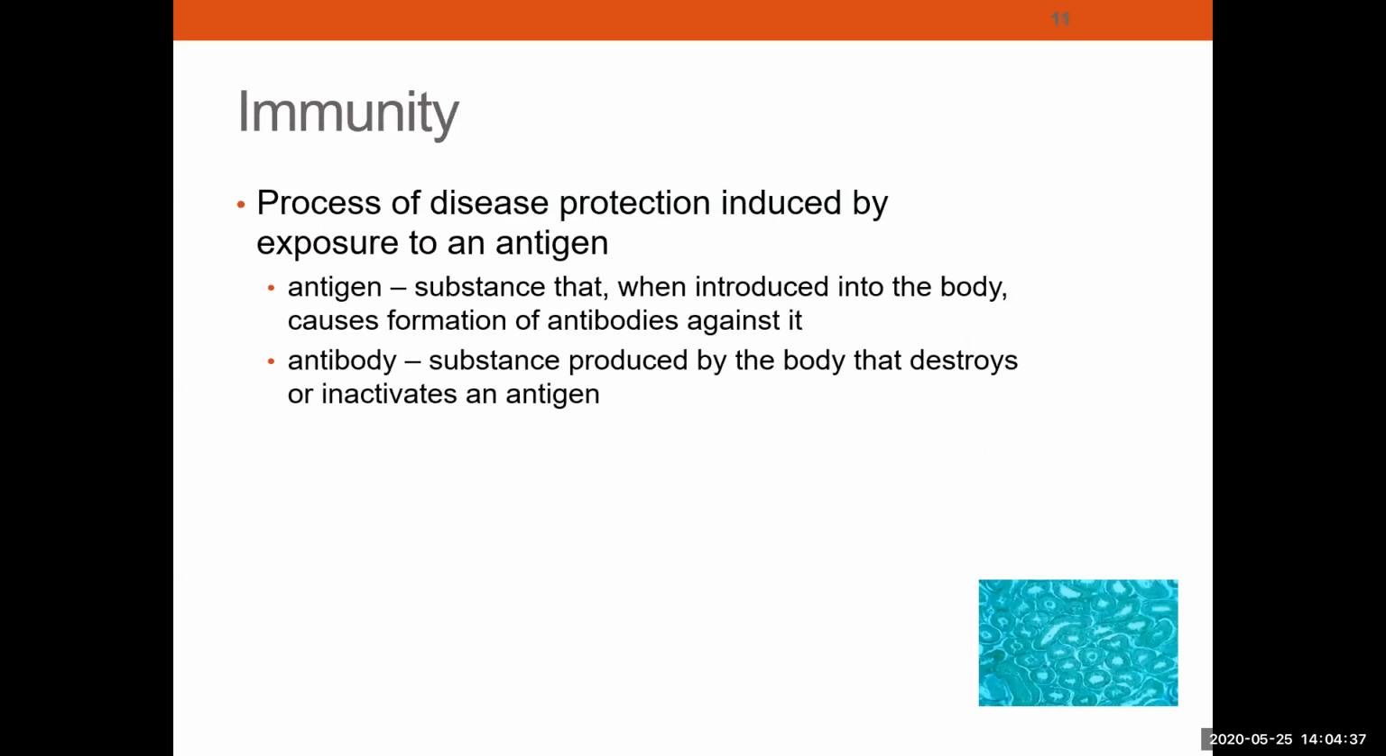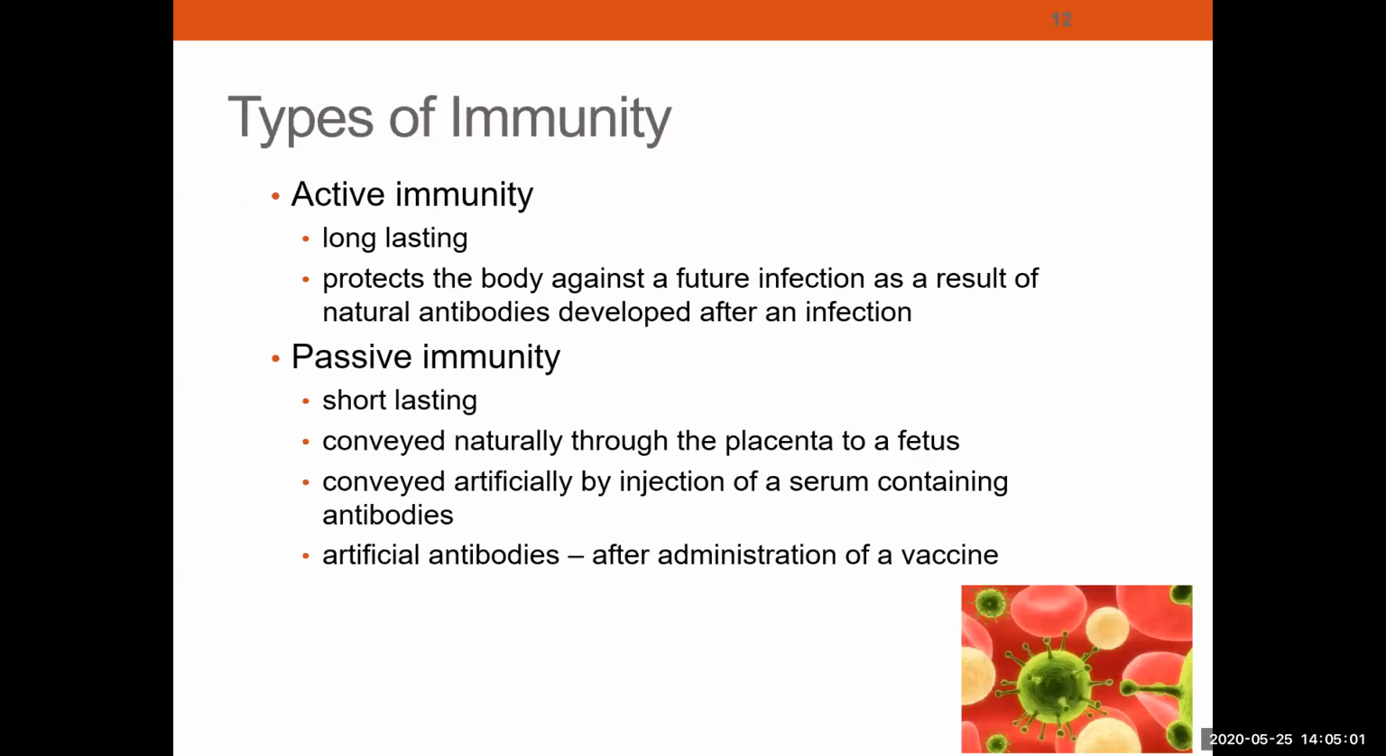When we look at immunity, it's the process of disease protection induced by exposure to an antigen. An antigen is a substance that, when it's introduced to the body, causes the body to form antibodies against it. An antibody is produced by the body to destroy or inactivate an antigen. So often when we do skin testing, we're seeing how the person's immune system responds to it, and if it's going to protect it, or if they need exposure to an antigen to get that person's body to respond, or does that person's body have the capability?